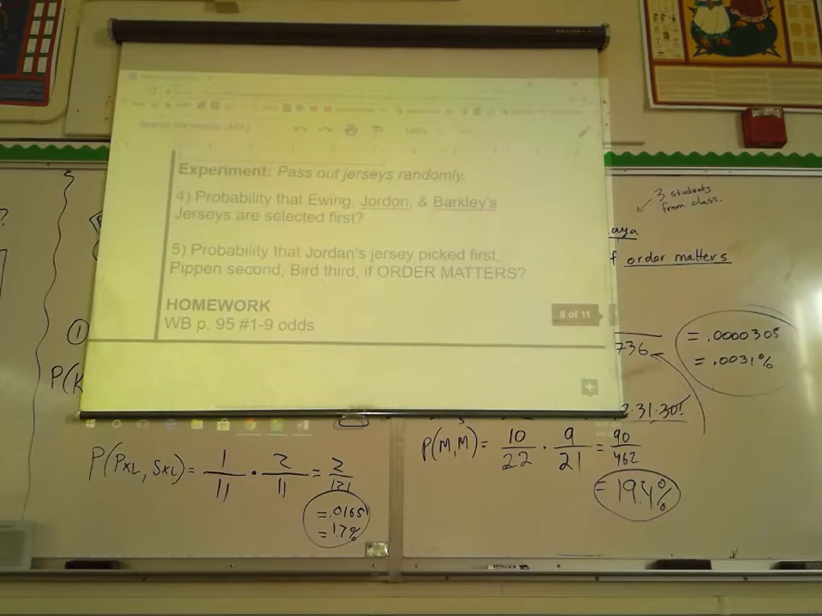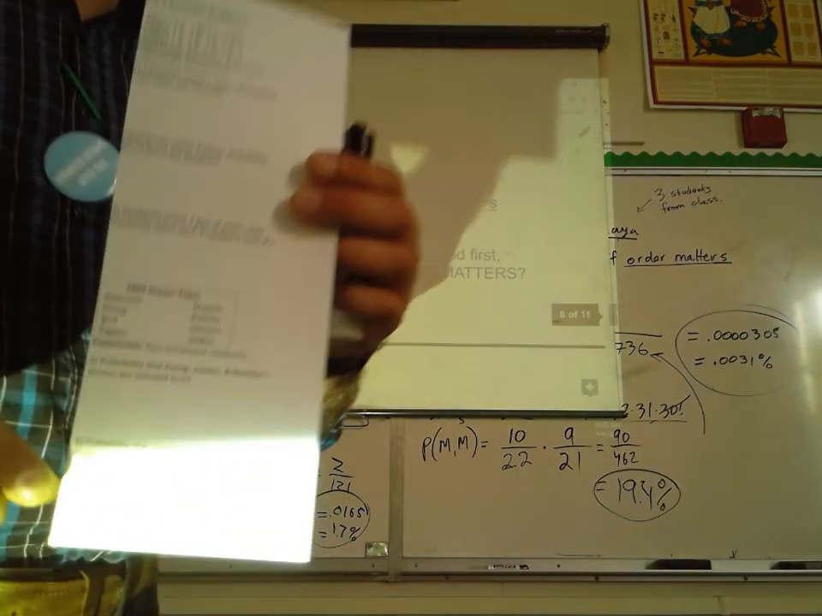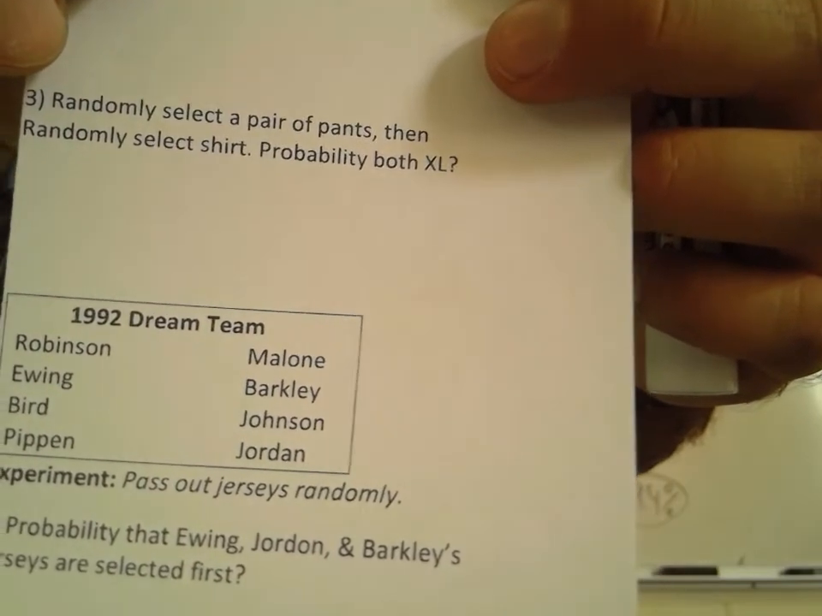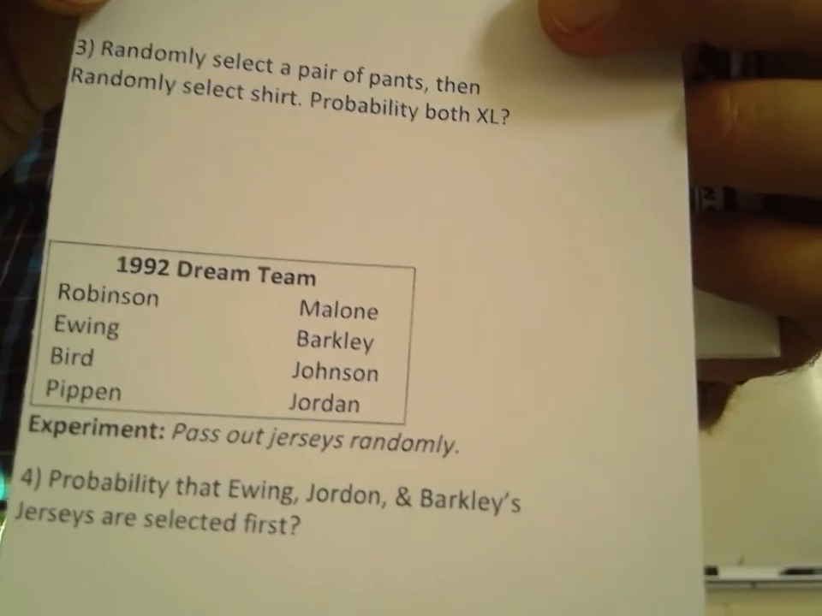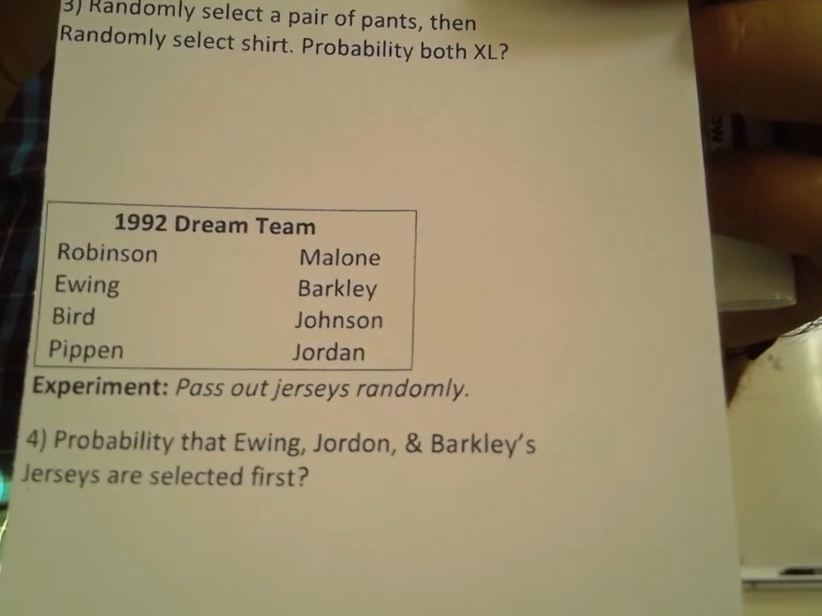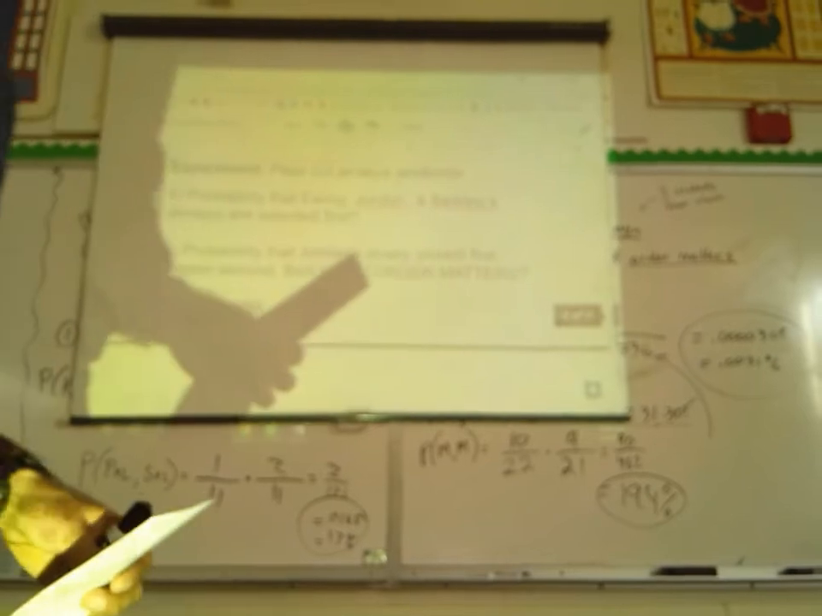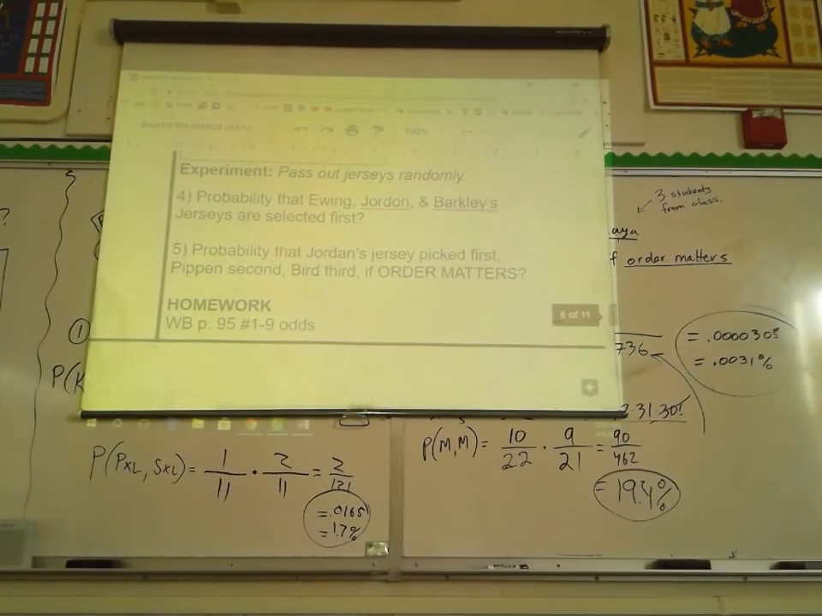All right, you guys have the list of people. So just introducing this, we have the Dream Team: Robinson, Ewing, Bird, Pippen, Malone, Barkley, Johnson, Jordan. Basically, our experiment is passing out jerseys randomly. Number 4 asks, what's the probability that Ewing, Jordan, and Barkley shirts are selected first? It's not given in order. It's just saying that the first 3 we pick out are Ewing, Jordan, and Barkley.